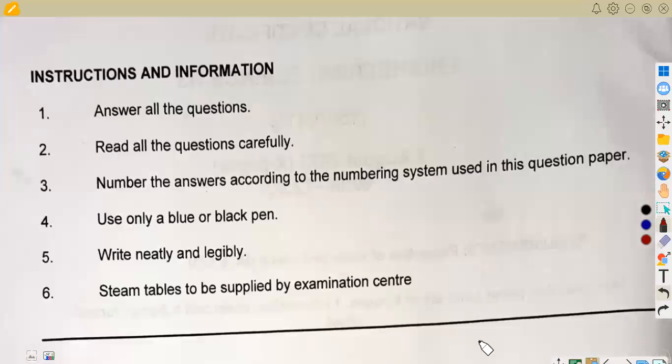Here we are given the instructions and information of the paper: answer all the questions. What is important is to number the questions accordingly, and also the steam tables are to be supplied by the examination center. So you are supposed to be given this part here by the examination center where you are writing. You are supposed to have your steam table in that case.